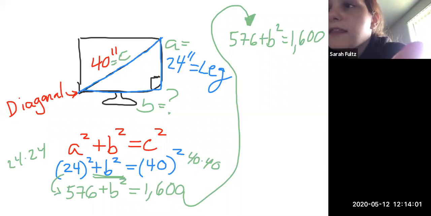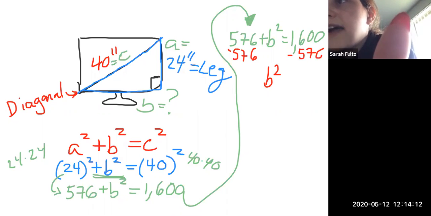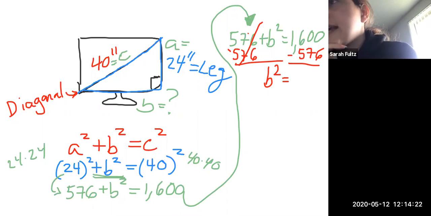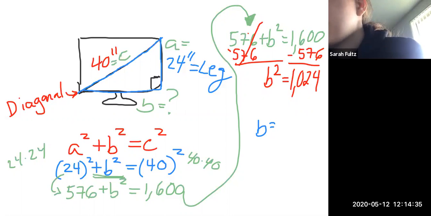Now I want to start by getting the b squared by itself here. So what I'm going to do is I'm going to get rid of the 576 and move it to the other side by subtracting 576 from both sides. When I do that, I'm left with b squared on the left side, which is what I want. And 1,600 minus 576 is 1,024. Now, to go from b squared to just b, which is that width I'm trying to solve for, I'm going to get rid of the squared by doing the square root on both sides.